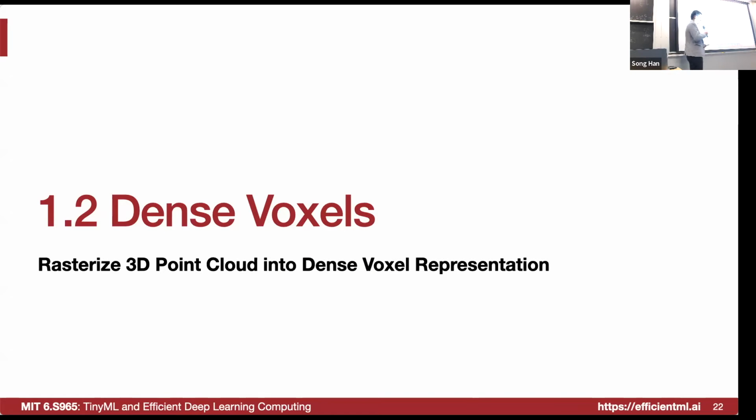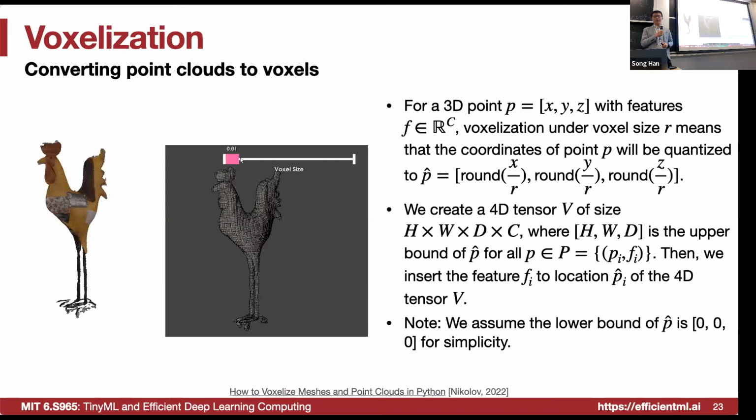So we concluded the first part, which is representing these 3D point clouds by 2D images, either in different perspectives or in the bird eye view. In bird eye view, we talked about Cartesian and also polar methods. Now let's switch gears to talk about dense voxels, to rasterize the 3D point cloud into a dense voxel representation.